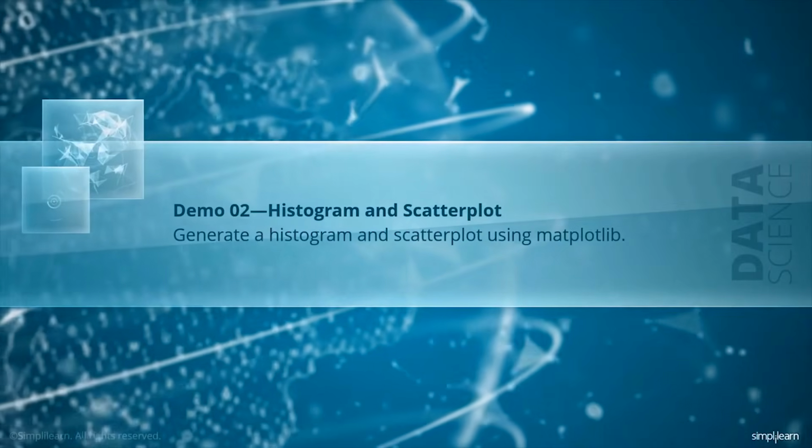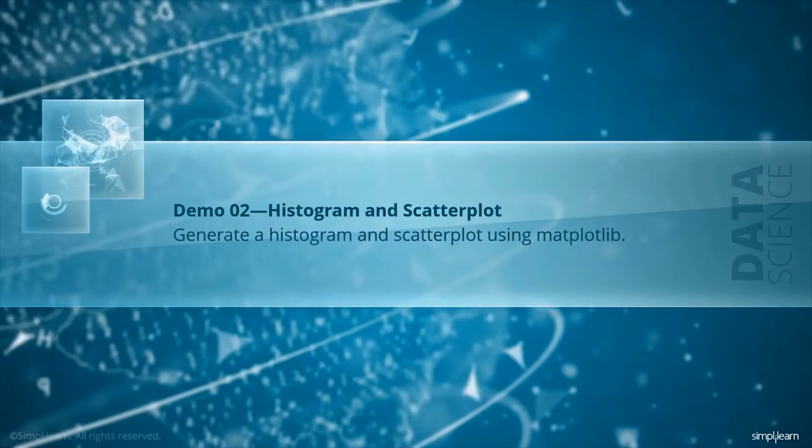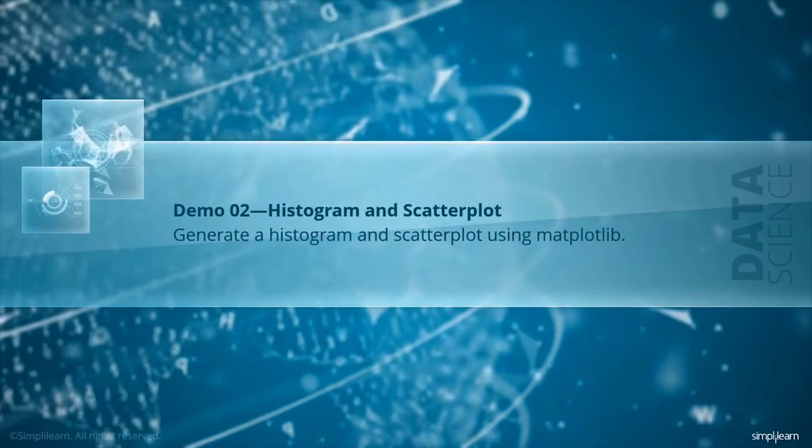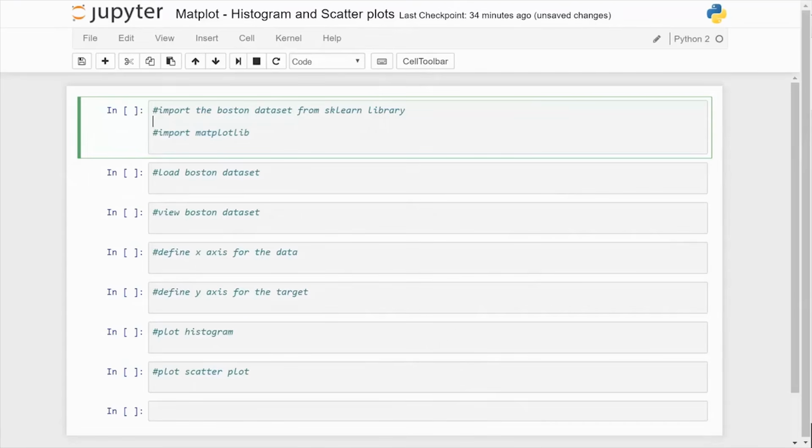In this demo, you'll learn how to generate a histogram and scatterplot using Matplotlib. Let's import a dataset called Boston Dataset, which we will use to create the histogram and scatterplot, from the Simplilearn library. Let's import Matplotlib pyplot.